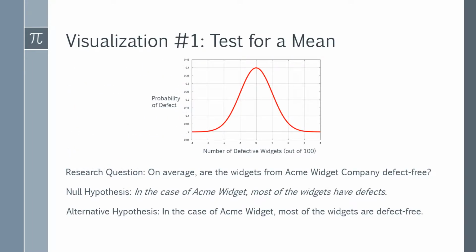So let us begin. In Visualization 1, test for a mean, my null hypothesis was, in the case of Acme widget, most of the widgets have defects. The alternative hypothesis is, in the case of Acme widget, most of the widgets are defect-free.